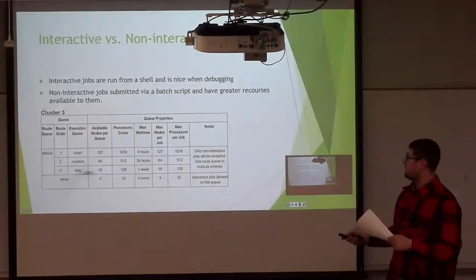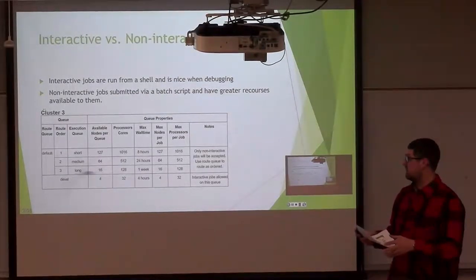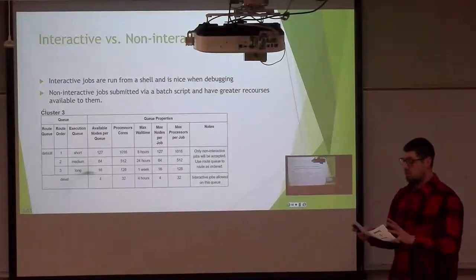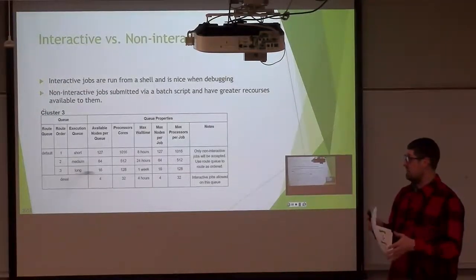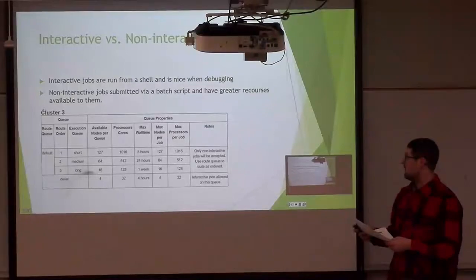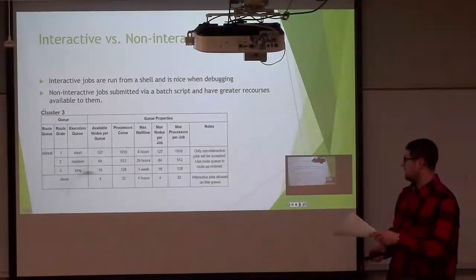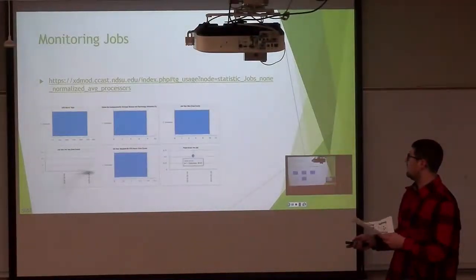Interactive and non-interactive jobs. So an interactive job, you're going to have the shell open the whole time the job is running. If it's running as a shell, you'll have some interactive abilities, so it might request variables. It's more helpful when you're debugging software. Non-interactive jobs are the ones you submit via the scripts, and from the looks of it, from the way CCAST is set up, it will give you access to more resources than if you're trying to do an interactive job.